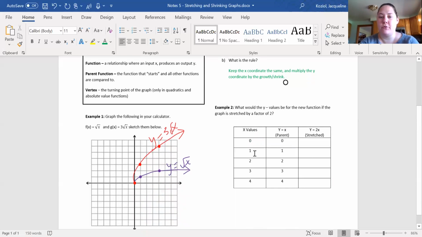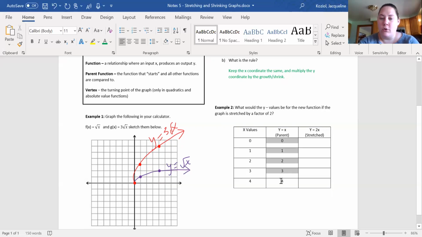So in example number 2, they give us a list of x values. Now the x values, because they stay the same, literally don't change, okay? They are going to change for the y value, which is what you see in the parent function. So this pair of numbers right here that you see, that's the original. The x values and the y values, those are all coordinates. Those would be something like this, okay?